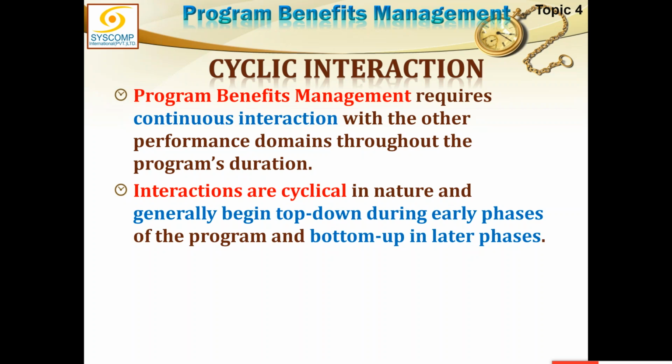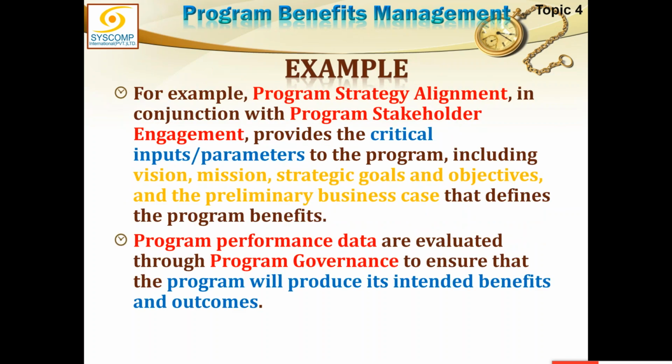Interactions are cyclic in nature and generally begin top down during early phases of the program and bottom up in later phases. Top down means that when I am entering into the benefit management domain, I will be probably following the traditional program life cycle. So I am inheriting the effects of the program life cycle. This is a top down approach. And later on, when the benefit delivery has picked up the pace, then probably it is going to be bottom up. The impacts of the benefit delivery would actually be translated to the program life cycle. So the benefits delivery will be then impacting the program life cycle.